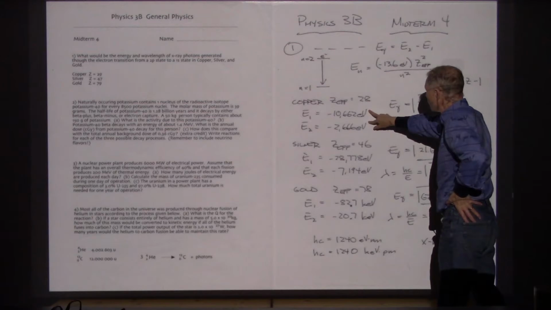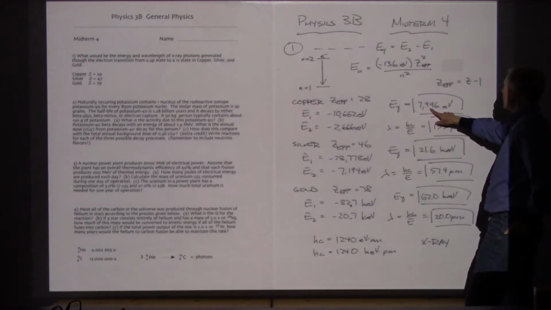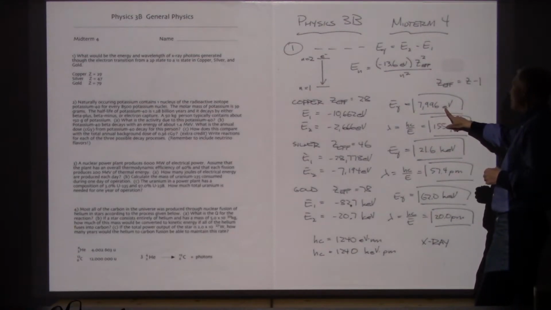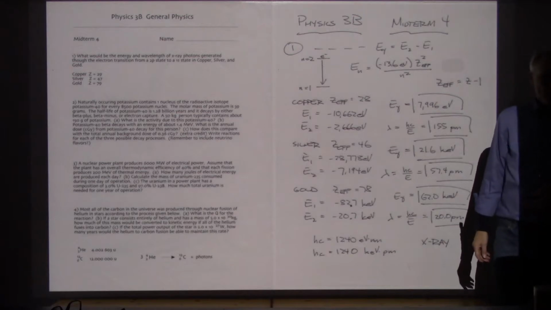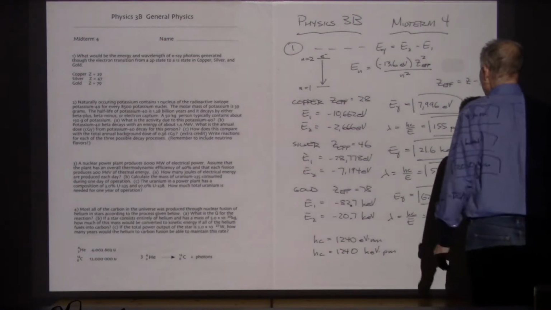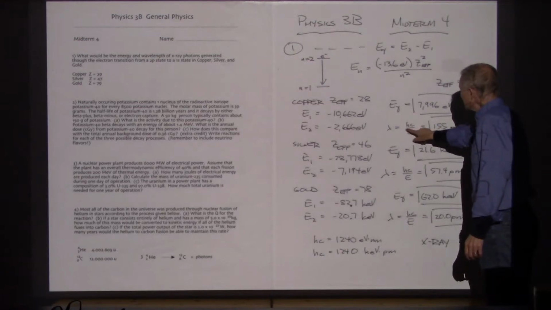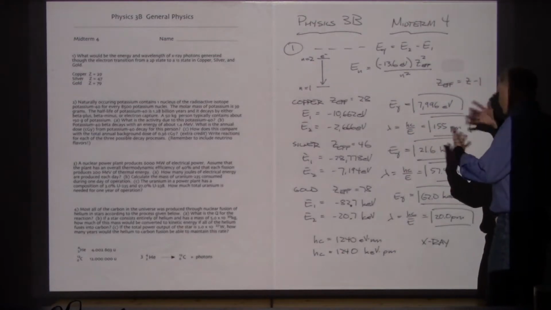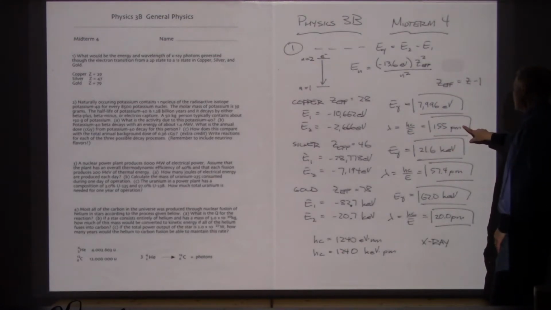The difference in those two energies gives us a photon of about 8,000 eV. Now I've written this as 7,996 eV. And when I did hc over E to get the wavelength, I converted into picometers. This came in at 155 picometers.